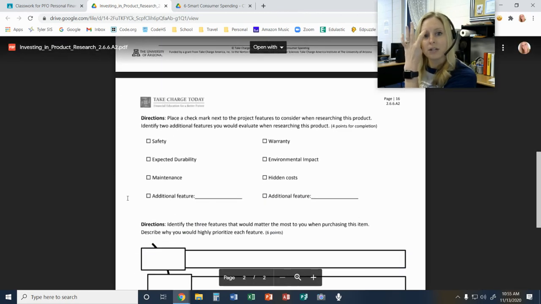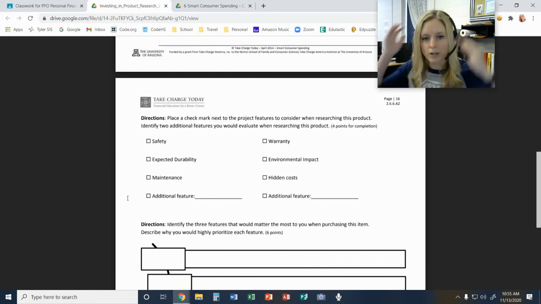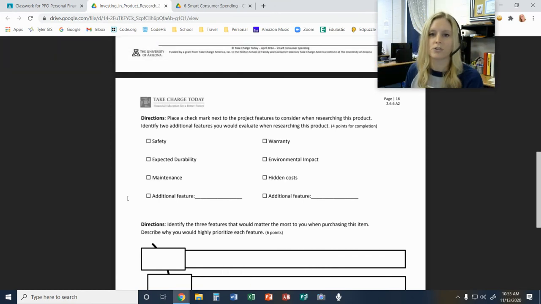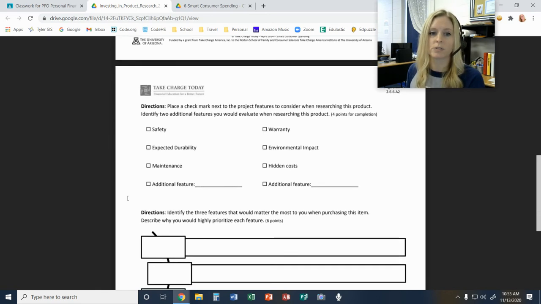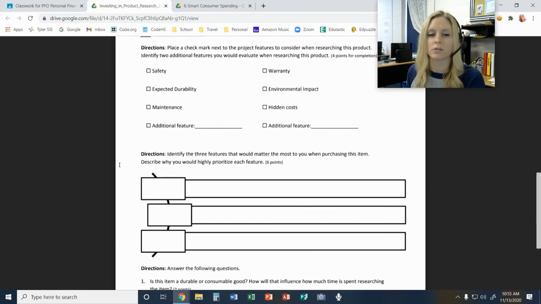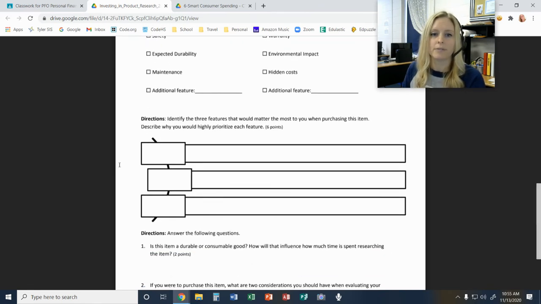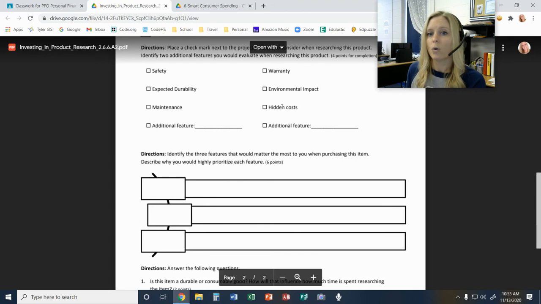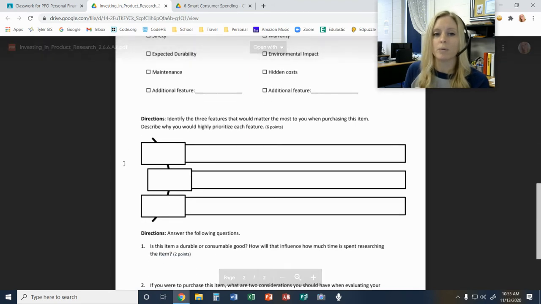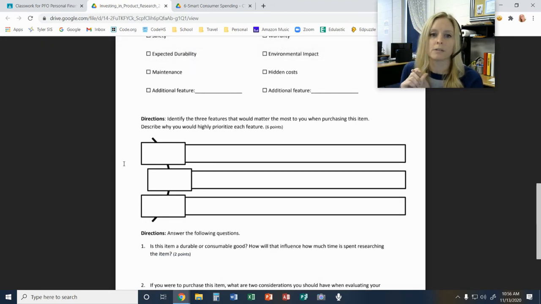And then on the second page, looking at what are product features that might need to be considered to research your product, which of those applies to the product that you're looking at, and then identify three features that would matter most to you when you were purchasing this item. So features that are up here or other things. What would be the top three things that you would definitely want to look for or look at to be able to make your decision?